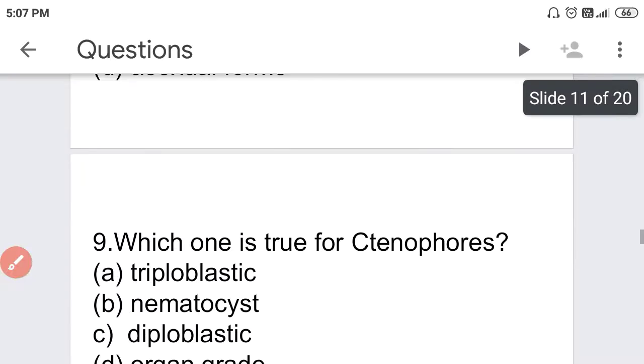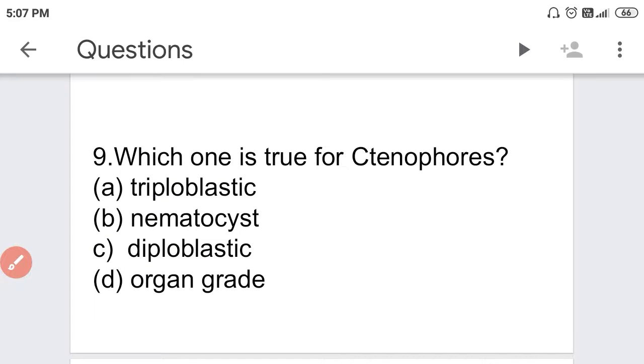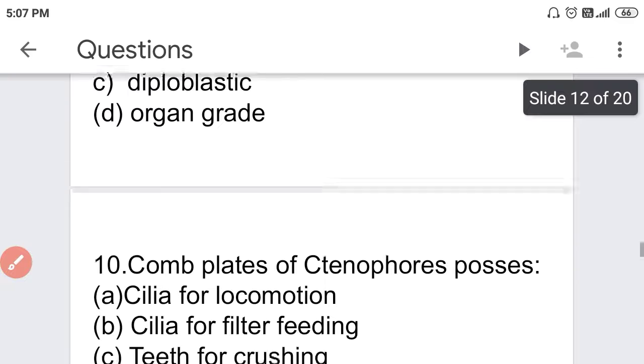Next question is, which one is true for Ctenophora? Option A, Triploblastic. Option B, Nematocyte. Option C, Diploblastic. Option D, Organ grade. So the most appropriate answer for this question is option C, Diploblastic.